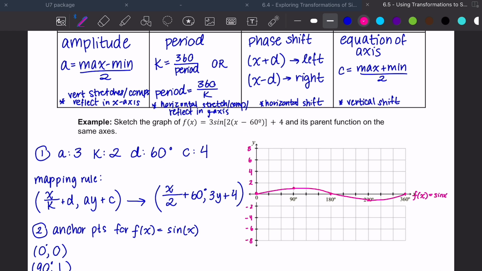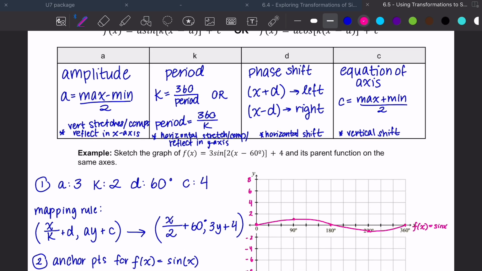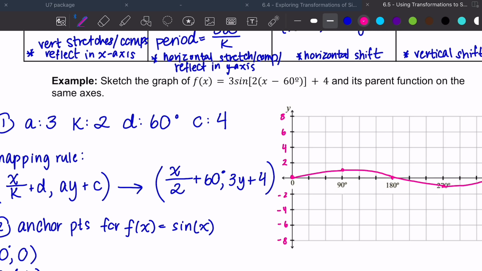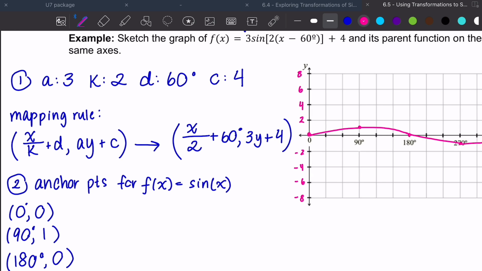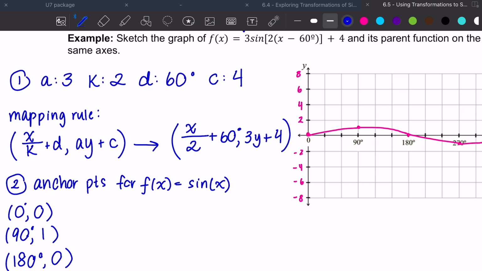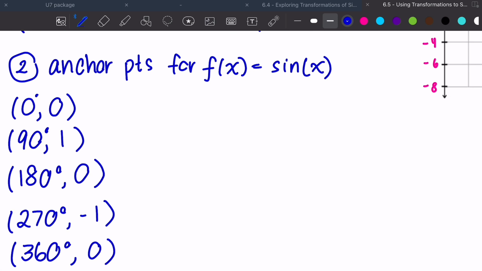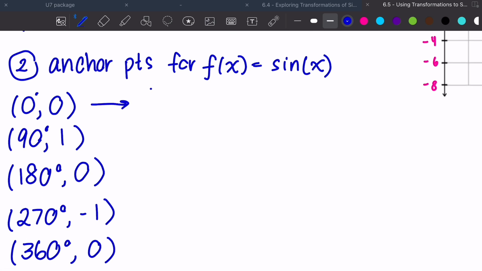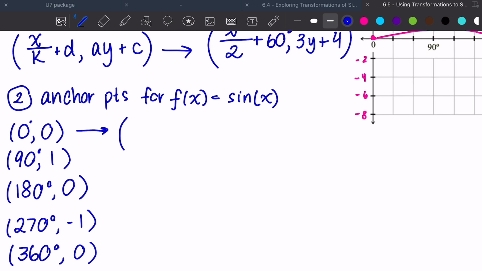So when it comes to now the transformed graph, the one that we're given in our original equation, we're going to use the mapping rule. And you're going to see that this process just becomes very redundant because you're doing the same thing over and over again. However, you let the calculator do the heavy lifting for you. So there's nothing that you have to memorize or any special rules on your end. It's literally just plug and play.